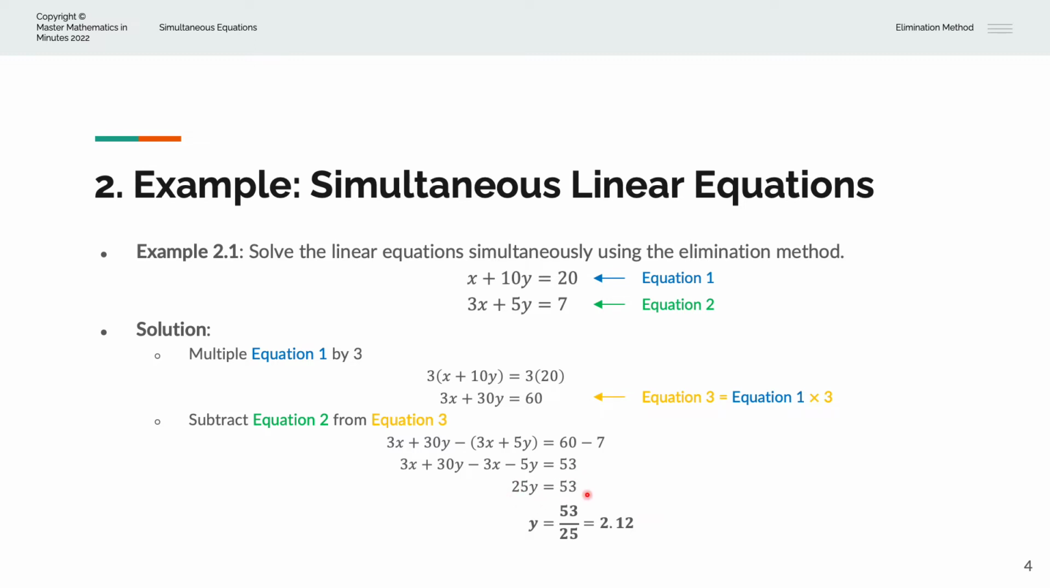We'll copy the 53 down, and solving for y, we have y is equal to 53 divided by 25, and that is roughly 2.12. So we've solved for the first variable using the elimination method, and that leaves us with x, which is the remaining variable. So in theory, we could substitute y equals 2.12 into any of these equations to solve for x.